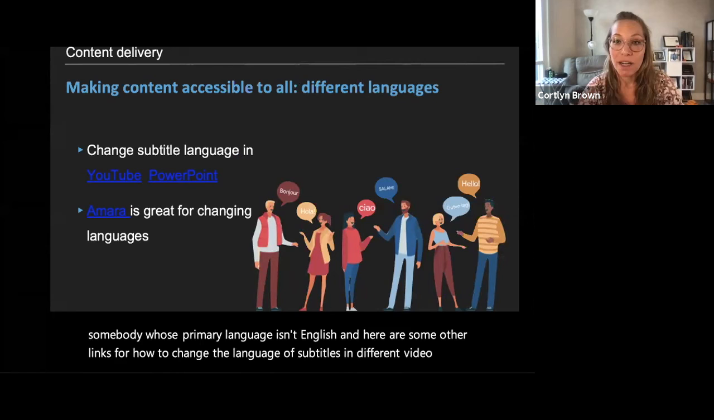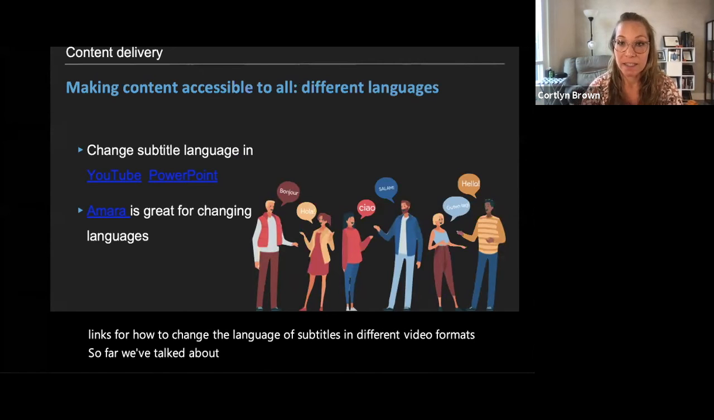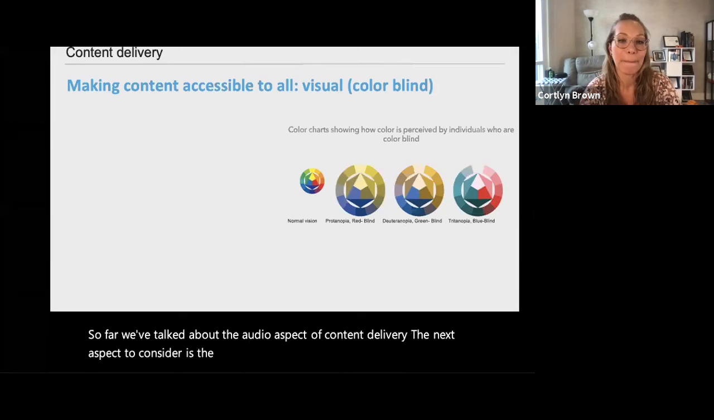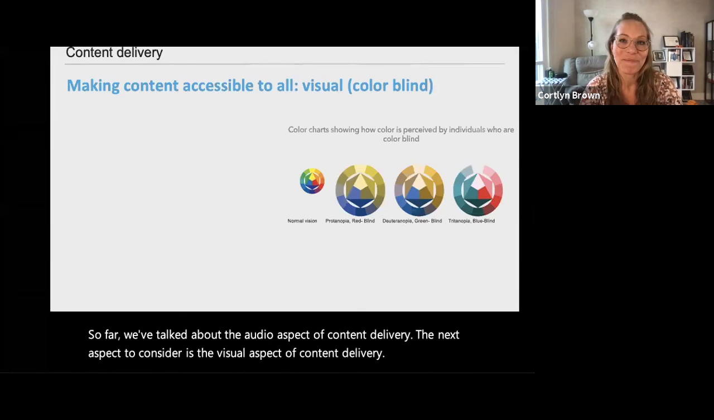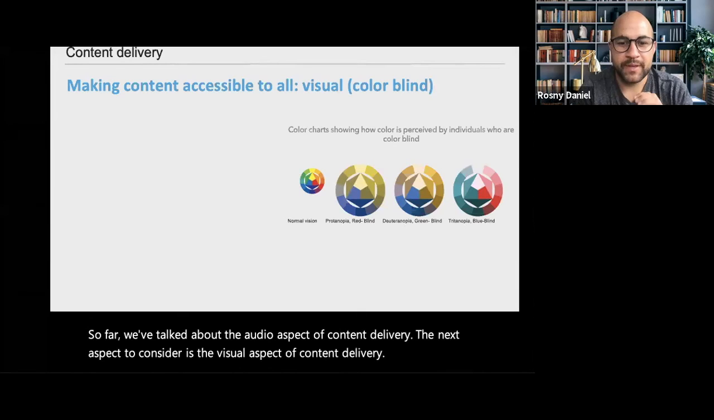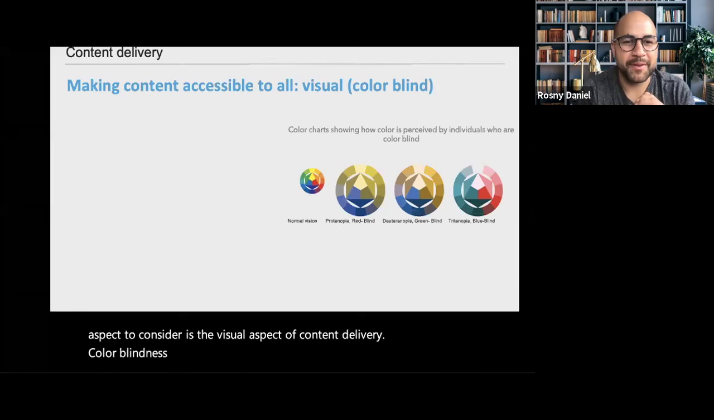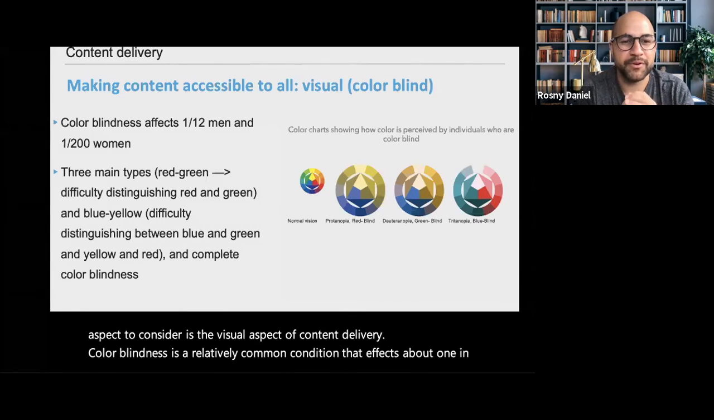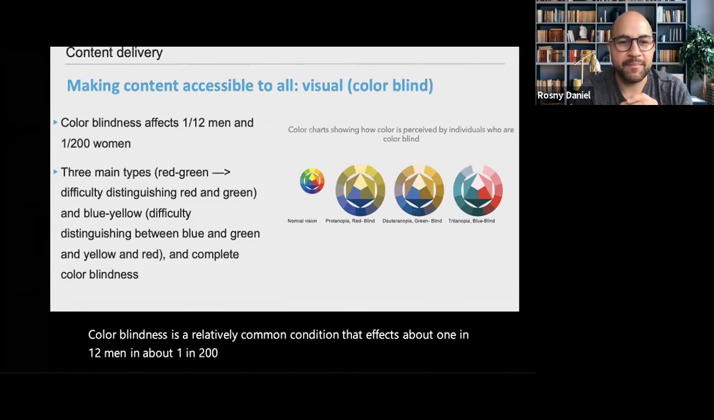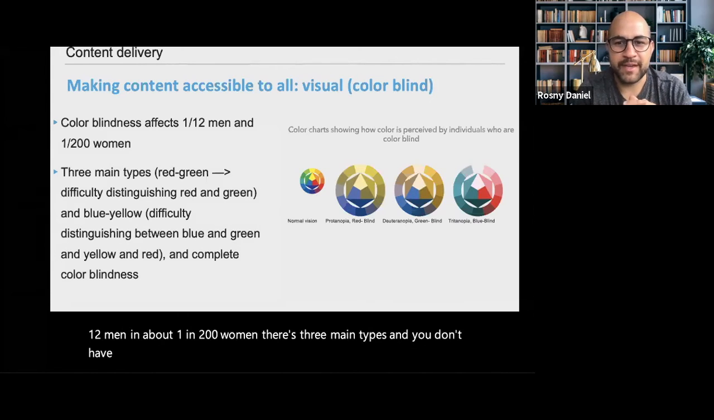So far we've talked about the audio aspect of content delivery. The next aspect to consider is the visual aspect of content delivery. Colorblindness is a relatively common condition. It affects about 1 in 12 men and about 1 in 200 women. There's 3 main types, and you don't have to remember all of the different types specifically.